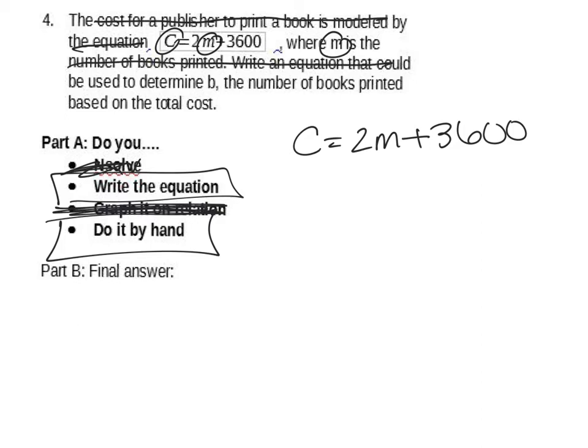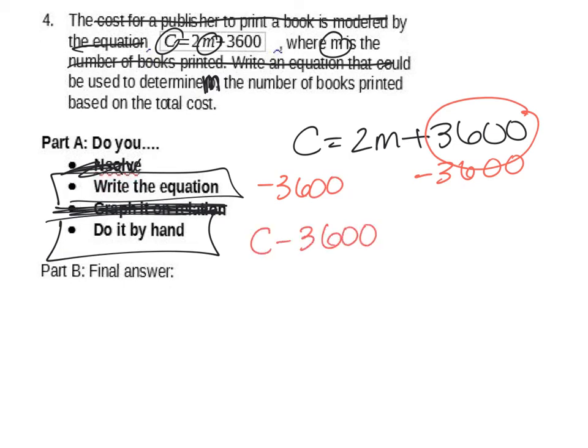We want our right equation to be used to determine M. So you're going to cross out that B and put M. Now, in order for me to solve for M, I need to move this 3,600 to the left. Well, that's a positive 3,600, so now I'm going to subtract. What I do on the right, I do on the left. C cannot combine with that one, so I'm going to write C minus 3,600 is equal to 2M.